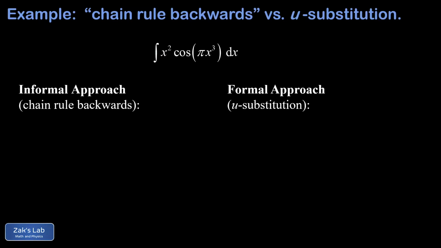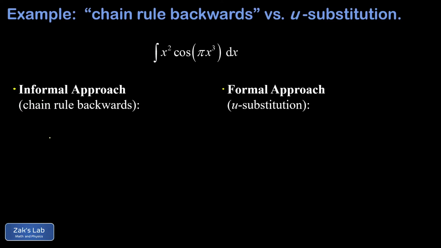In this video, we're looking at the indefinite integral of x squared cosine pi x cubed, and we're going to take two different approaches to this integral. The first approach is what I could call the informal approach. In other words, we're just trying to see how the chain rule works backwards, and then we'll follow that up with what I call the formal approach, where we use an explicit u-substitution.